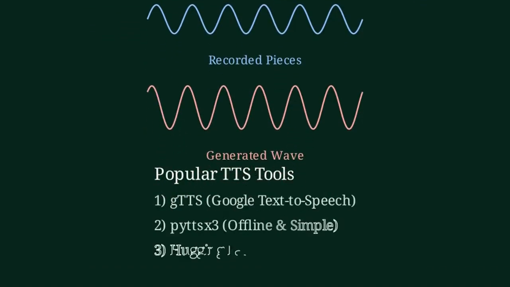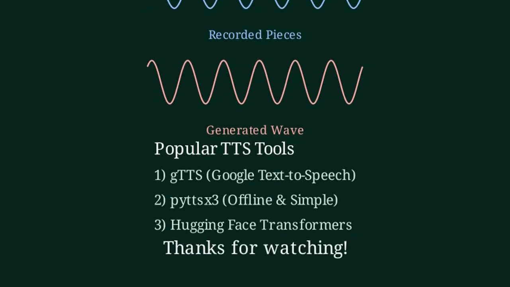Popular tools for building text-to-speech include gTTS, pyttsx3, and Hugging Face transformers. And that is the full pipeline: text analysis, prosody modeling, and waveform generation.